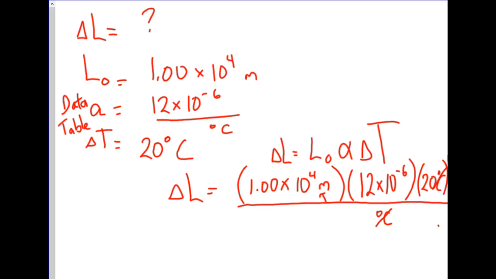Miss Patterson, is it delta L over 1 times 10 to the power of 4 meters, or is that just an arrow under the meters there? So what I'm using the arrow for is to indicate that the units left over are meters. Oh, okay. I didn't see that there.